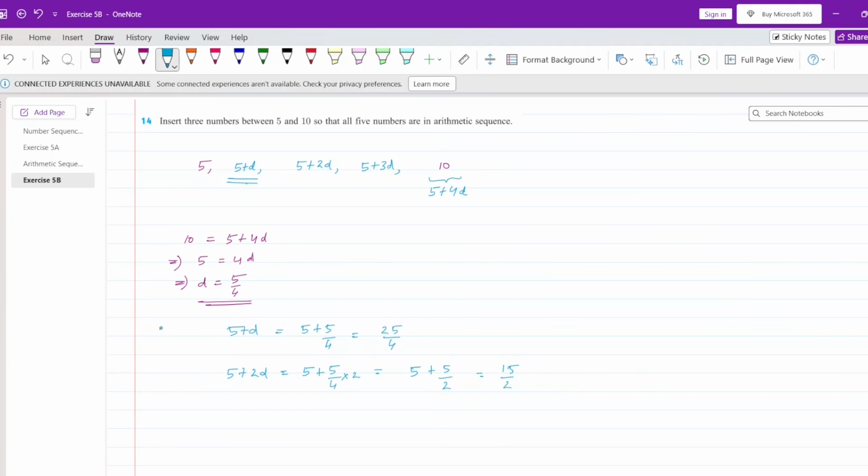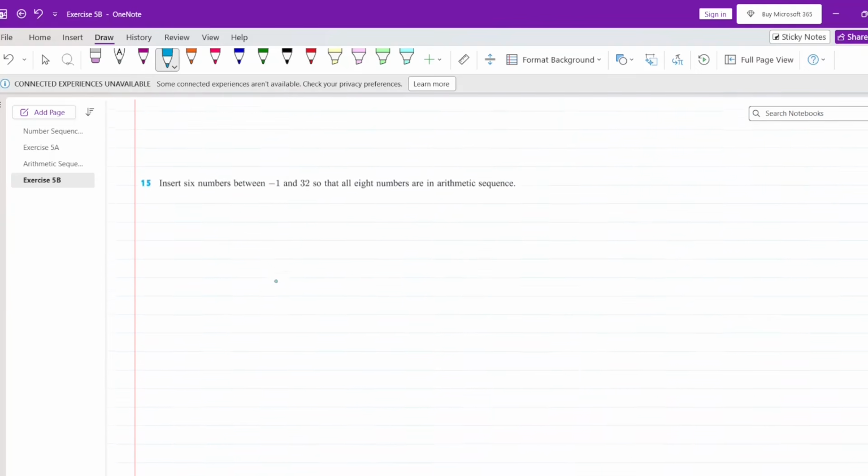So this is first number, this is second number, and third number is going to be 5 plus 3d, that is 5 plus 3 times 5 by 4. This is 5 plus 15 by 4, 35 by 4. So these are the three numbers that we insert between 5 and 10. Let's go to the next question.